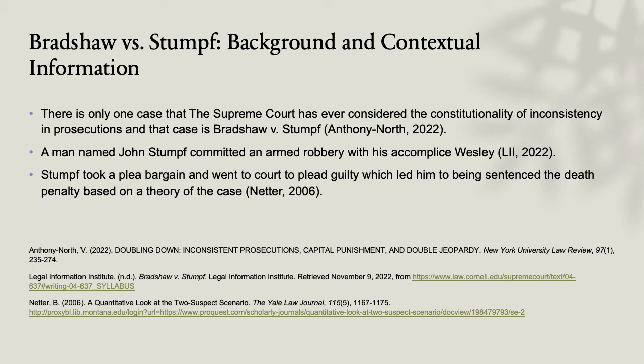Stump took a plea bargain and went to court to plead guilty, which led to him being sentenced to the death penalty. After the trial, Wesley went to court, where the same prosecutor that sought the death penalty on Stump argued inconsistently that Wesley was the one who had fired the fatal shot. Stump eventually moved to withdraw the plea he had agreed to or vacate his death sentence because the evidence found by the state during Wesley's trial cast doubt on Stump's conviction. The motion to withdraw was denied by Ohio courts, but the Sixth Circuit reversed.